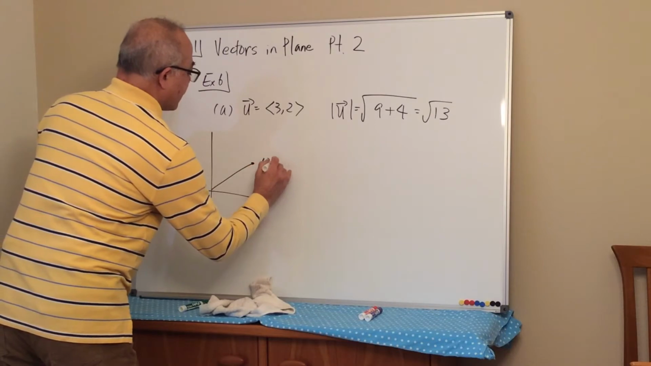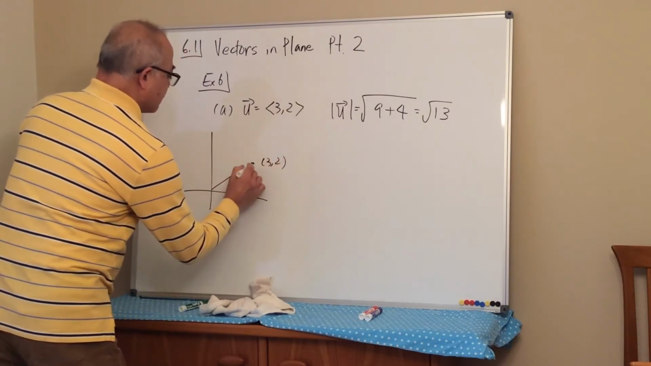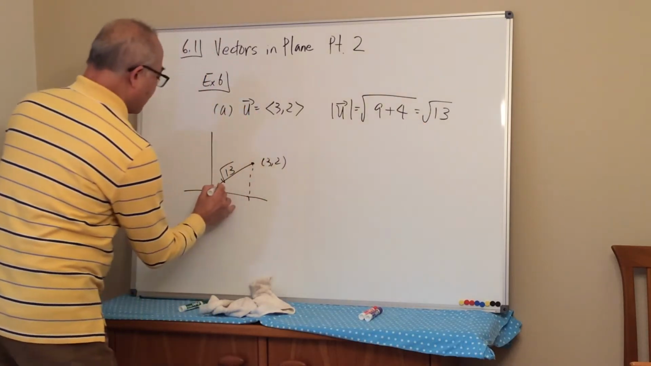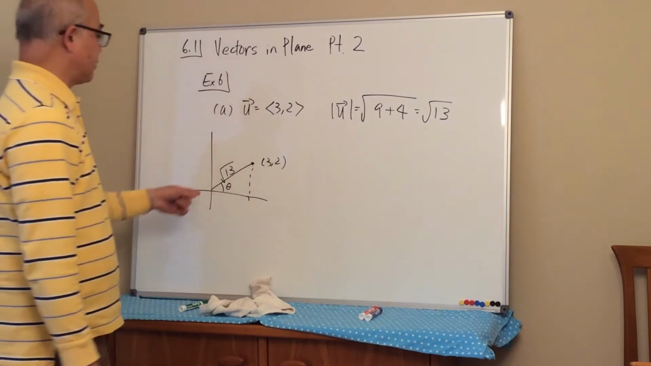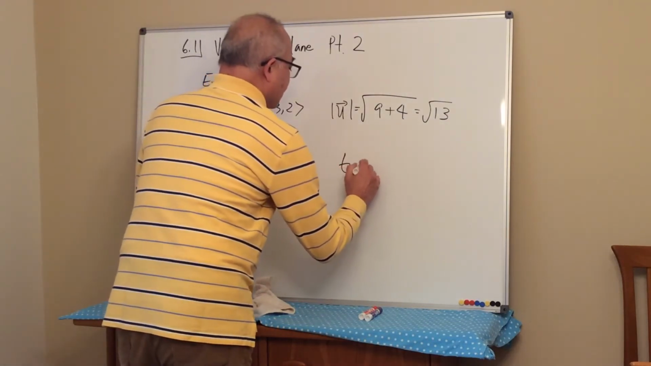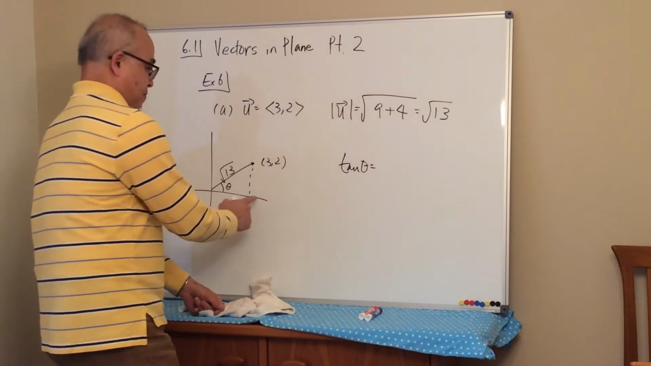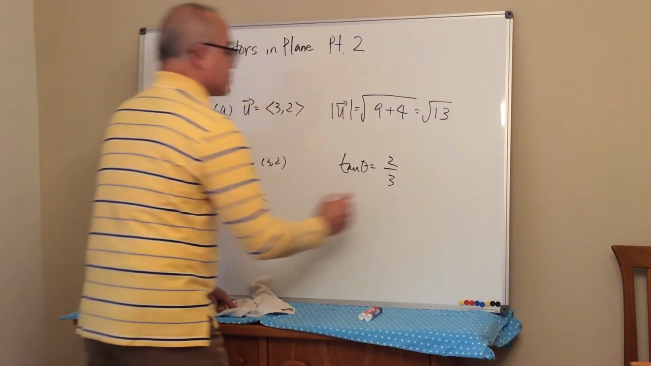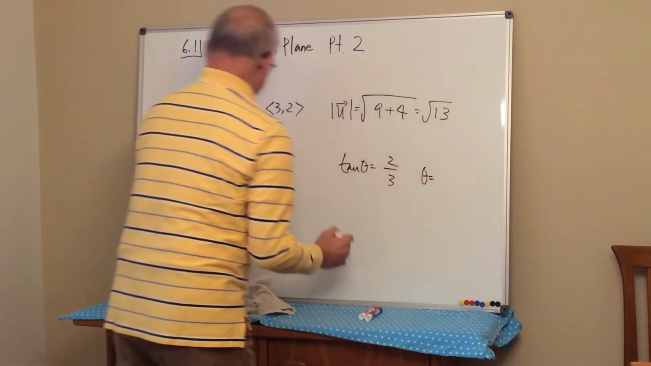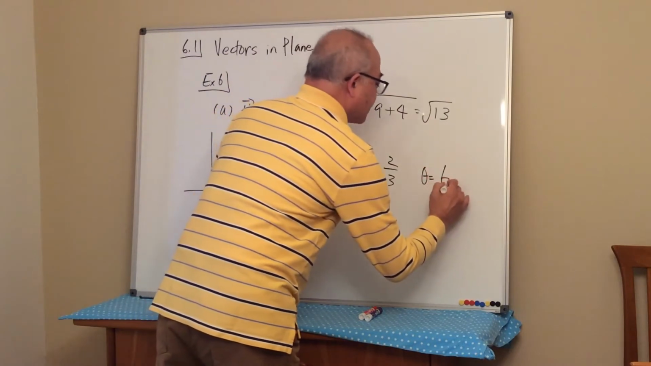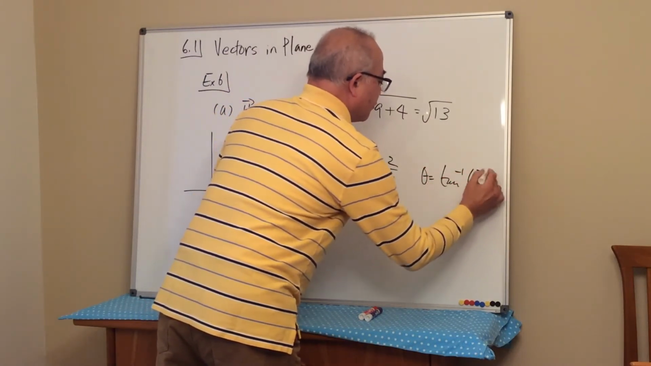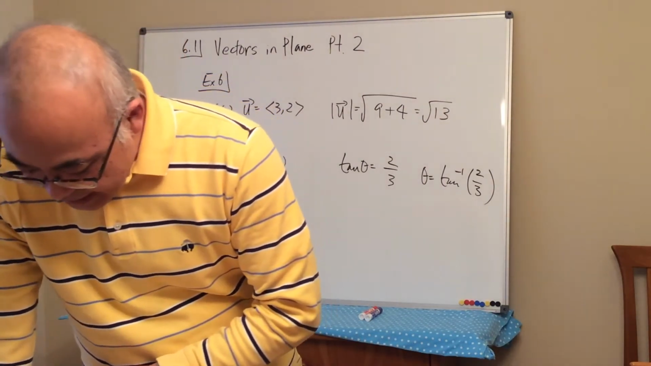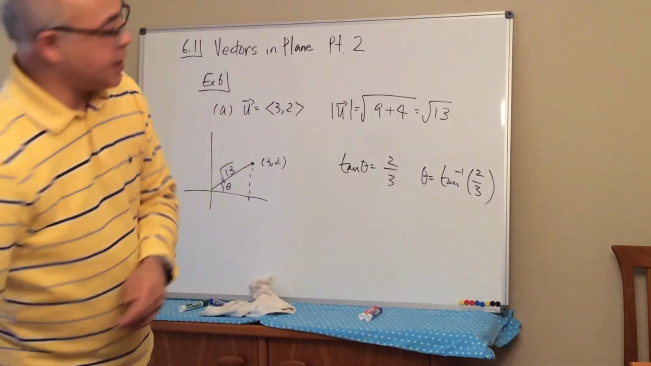Here is 3 and 2. Okay, so this guy here is square root of 13. I found that out. I just need to find what the theta here is, right? So the tangent of theta is what? Tangent theta is equal to 2 over 3, like that. So theta is going to be the arctangent of 2 over 3. And as simple as that. So that's A. Now let's go to B.